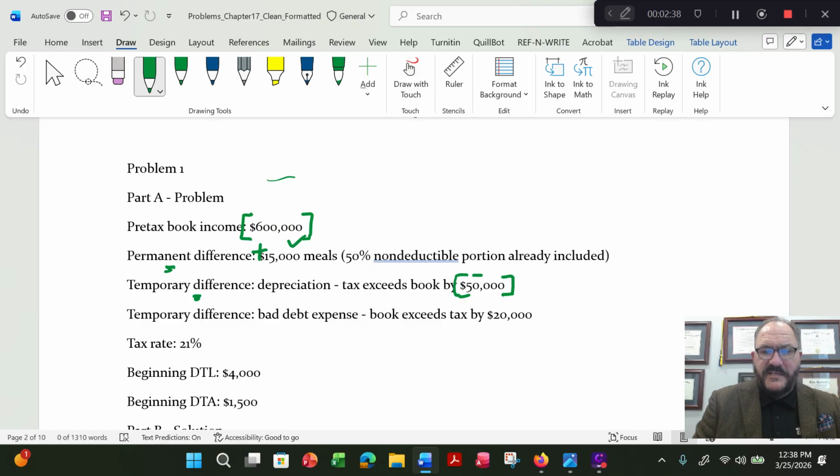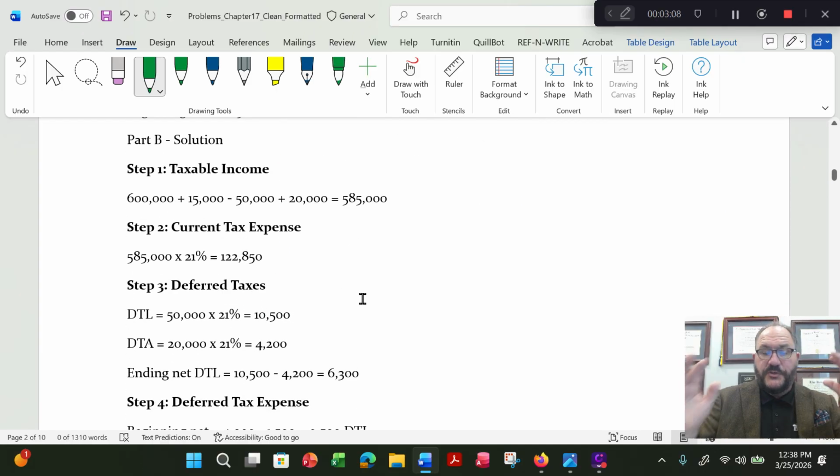And then over here, bad debt expense, book exceeds tax by 20. Now, if you remember, we talked in class about bad debt expense: that's the estimate you're talking about when it comes to your book, but tax only wants to know about it when it's actually written off. So again, this is going to have to be added back in. All right, and then we're starting with a deferred tax rate of 21%. We have a deferred tax liability of $4,000 and a deferred tax asset of $1,500. Okay, so let's do the solution.